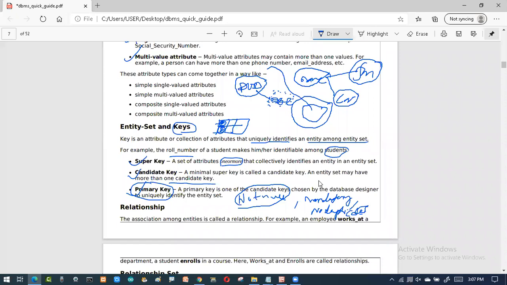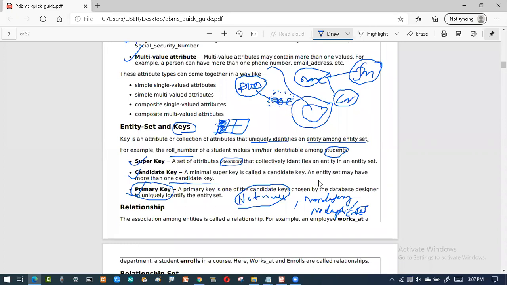Then no duplicates. That means once a person has been assigned some number, the same number should not be repeated for others. If you repeat it, that is redundancy. Once duplicates arise, your data is not consistent and lacks integrity. So to avoid this, we restrict people from entering duplicate values once one has been assigned.